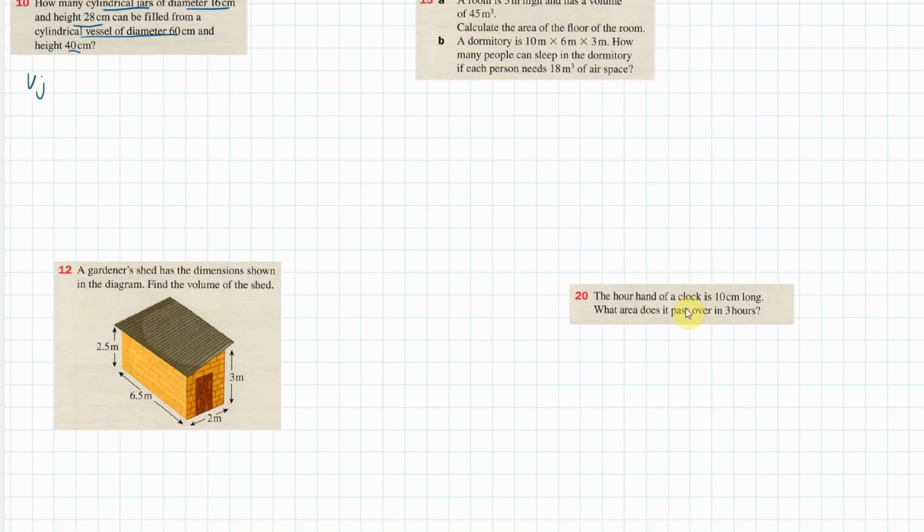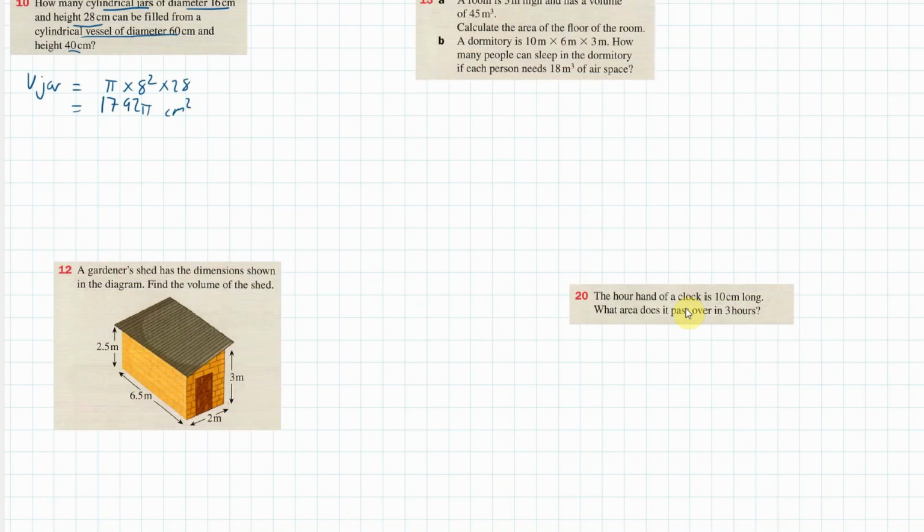Volume of jar equals pi times r squared, which in this case is 8, times the height. And this will give us, I'm going to leave it in pi, 1792 pi centimeters cubed. That's the jar.